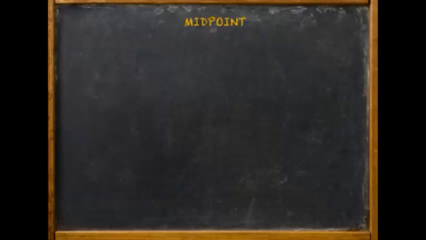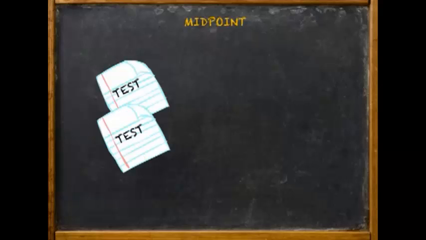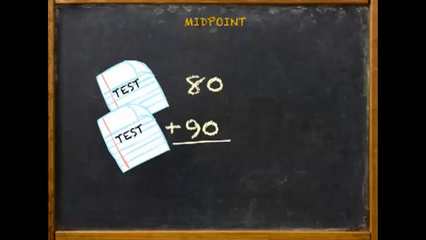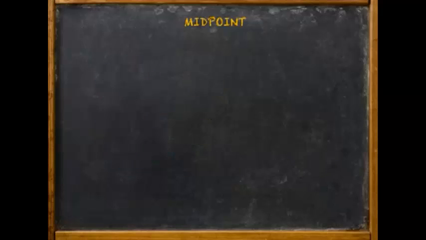Got a question for you first. If you took 2 math tests and made an 80 on the first one and a 90 on the second one, what would your average be? Well, let's add them up and divide by 2. You should have 85. Guess what?